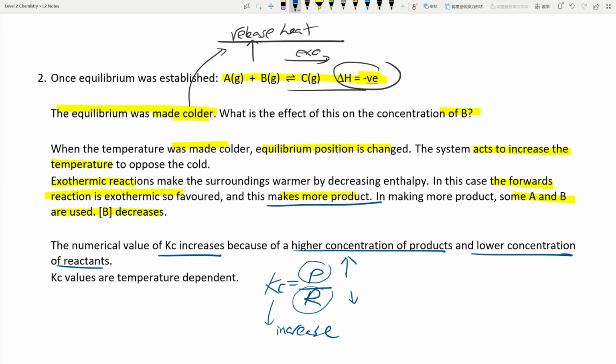Kc values are temperature dependent, so they will fluctuate depending on different temperatures. Because if you're playing with different temperatures, I always say, because I play football, it's a different ball game. It's just different, right? Because you're dealing with different amounts of energy, and that will change the equilibrium system.